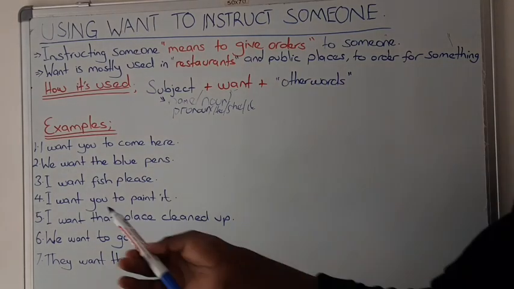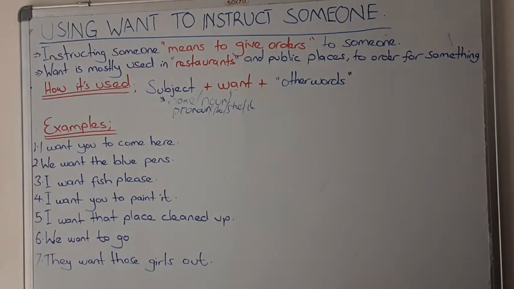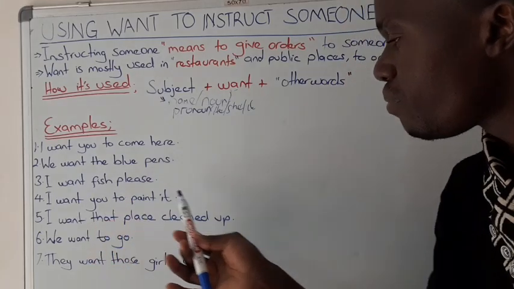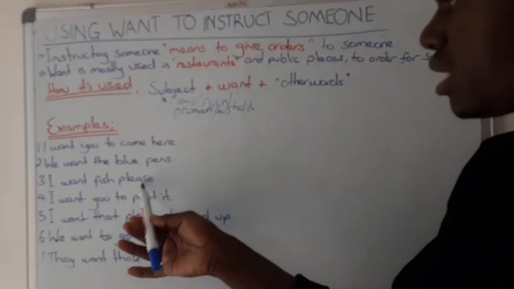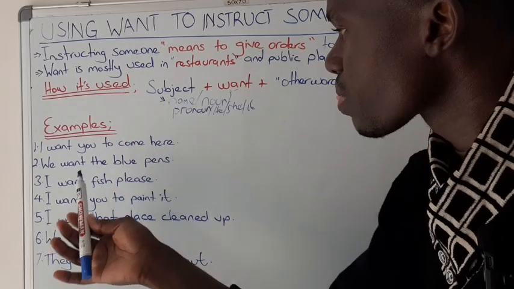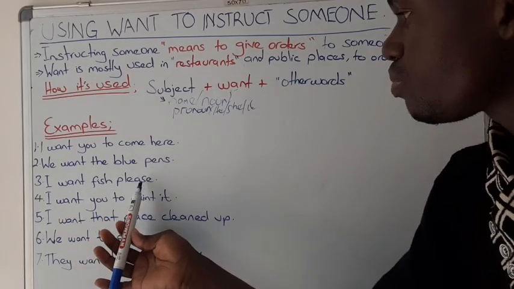The next example: I want fish, please. So you are in a restaurant and you want to get fish. You say, I want fish, please. Please shows politeness in speech. That's why we add on please. I want fish, please. So I is the subject, want is the word, followed by the other words.